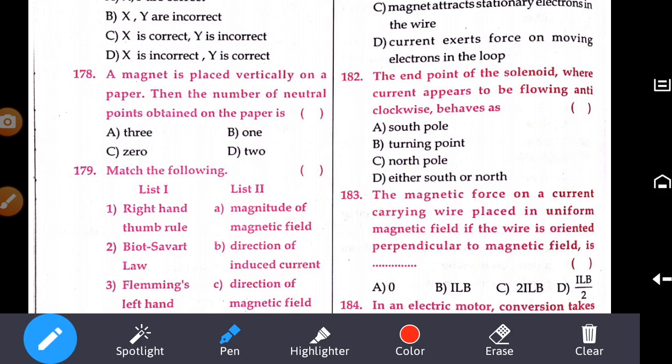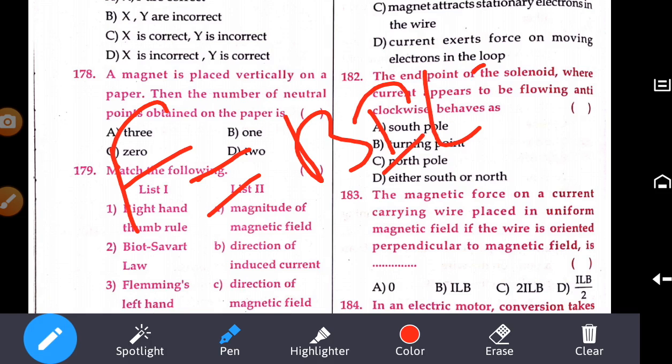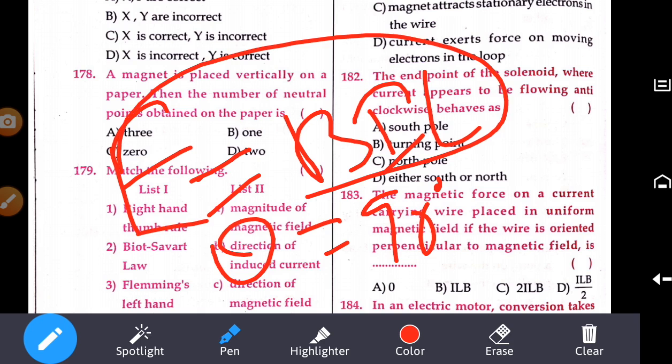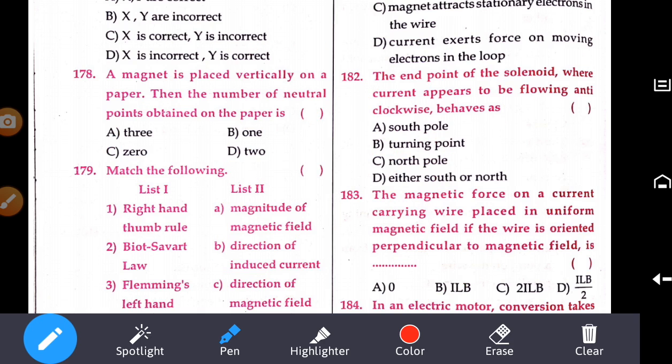is oriented perpendicular. What is the formula? F is equal to, for a current, our formula is BIL sin theta. Now they have given perpendicular, which means theta is 90, and sin 90 is 1. So it gets cancelled. What is left? BIL. F is equal to BIL. Option number B.